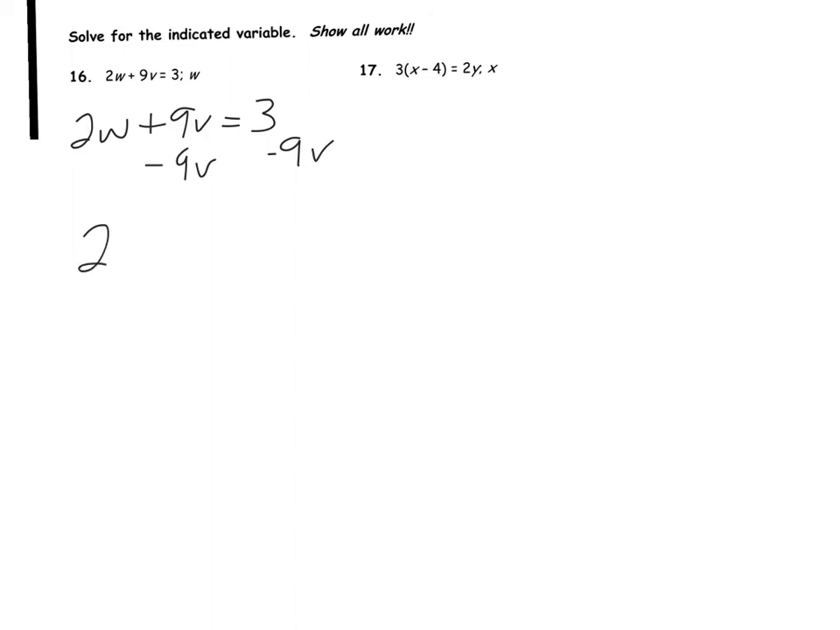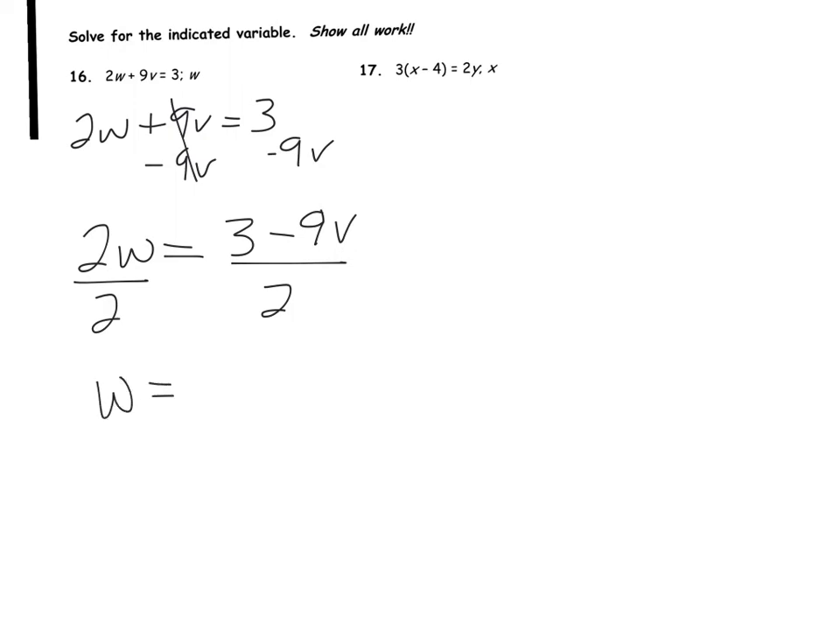So I would get 2w equals 9v minus 9v is 0. Then I would have 3 minus 9v. Now, to get w by itself, I'm going to divide by 2. That would give me w is equal to 3 minus 9v all over 2.